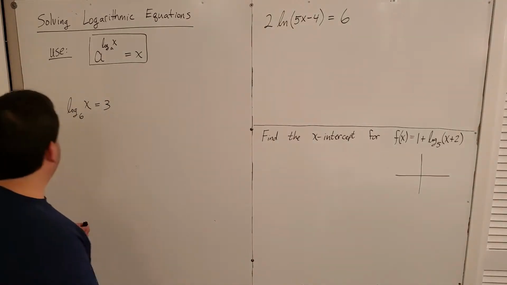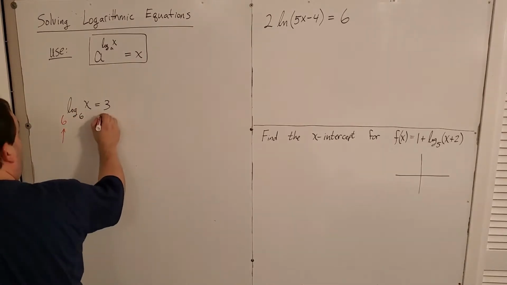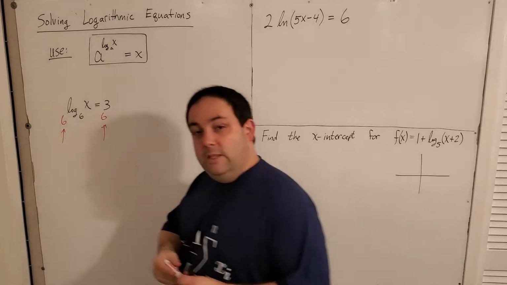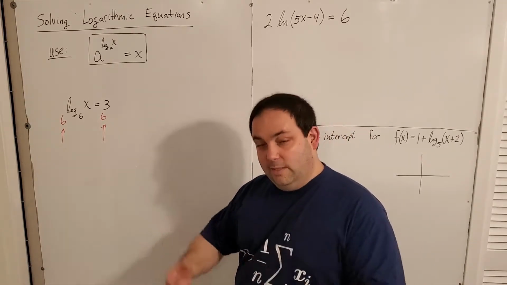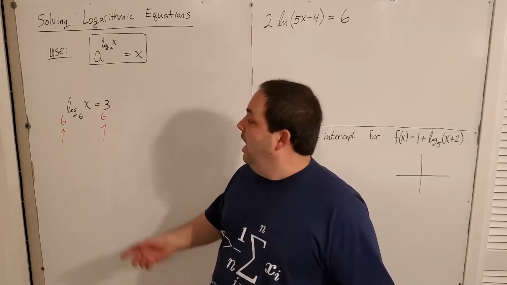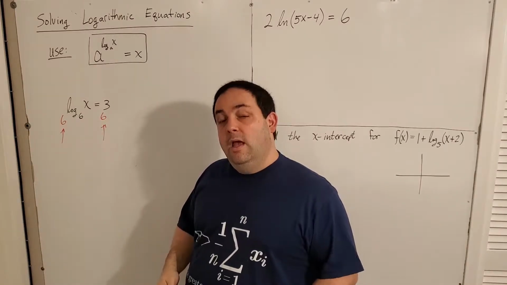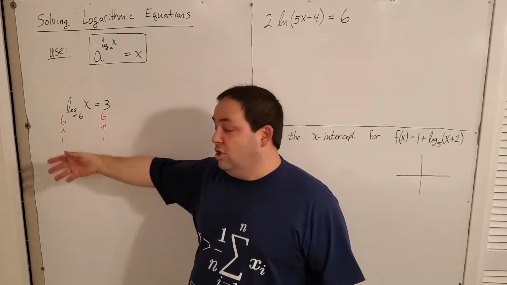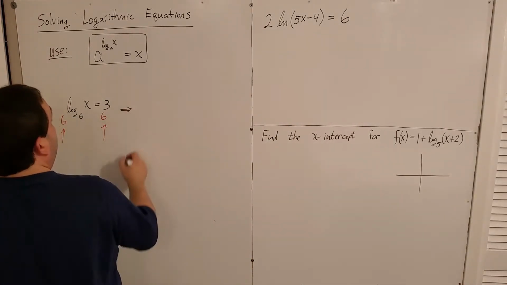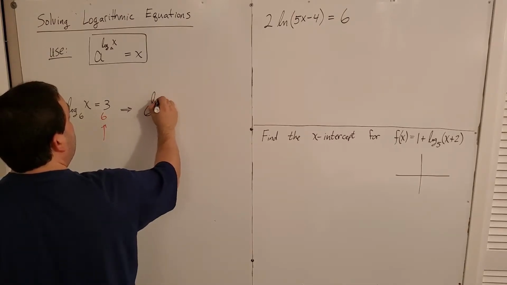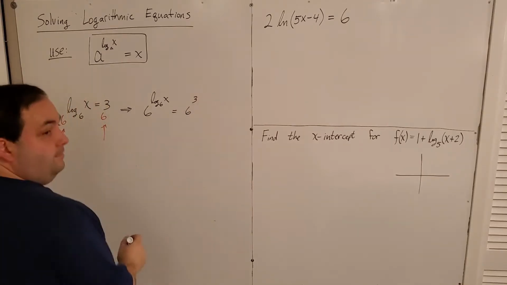So right here what happens is I'm going to bring up a base 6 on both sides. What do I really mean, bring up a base? It's sort of like a visual for you. It's not really moving anywhere. What I'm doing is I'm saying I want to use both sides of the equation as exponents in the base 6 to that power setup. Okay, so what that becomes is 6 raised to the log base 6 of x is equal to 6 to the 3. Okay?